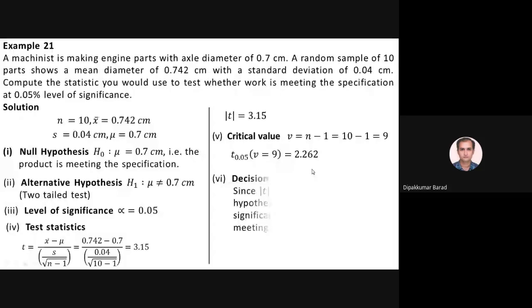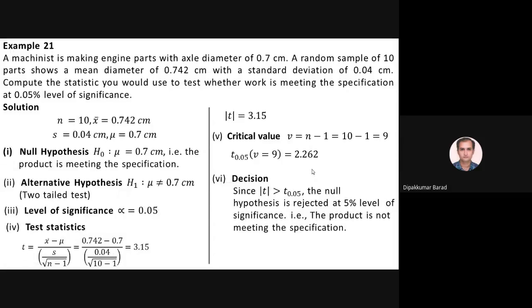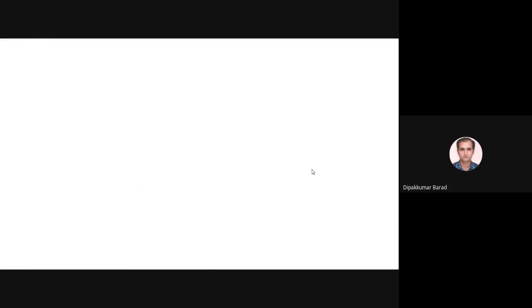If you compare, mod t is greater than t at 0.05 with 9 degrees of freedom. So the null hypothesis is rejected. So this product is not meeting the specification. From the sample we can say that this whole population does not have engine parts with diameter 0.7 centimeter.